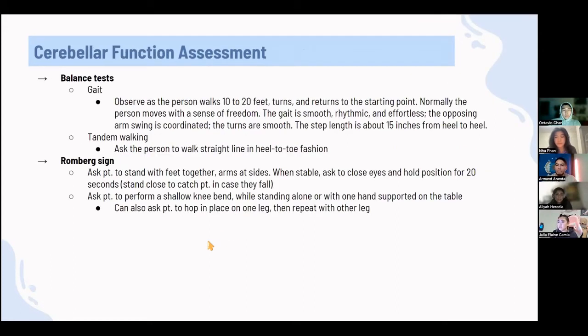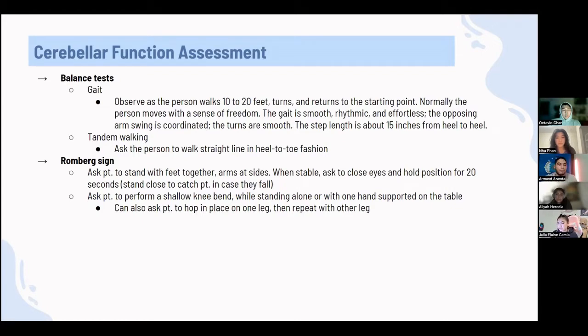So for the cerebellar function assessment, you would test the balance. So that includes gait, and you could just observe the person walking 10 to 20 feet and turning and returning to a starting point. And you could also do tandem walking, which would be asking the patient to walk in a straight line in a heel to toe fashion. And as for Romberg sign, you would ask the patient to stand with their feet together, arms at their sides. And then when they're stable, you'd ask them to close their eyes and hold the position for 20 seconds. And you want to make sure that you are next to them in case they fall.